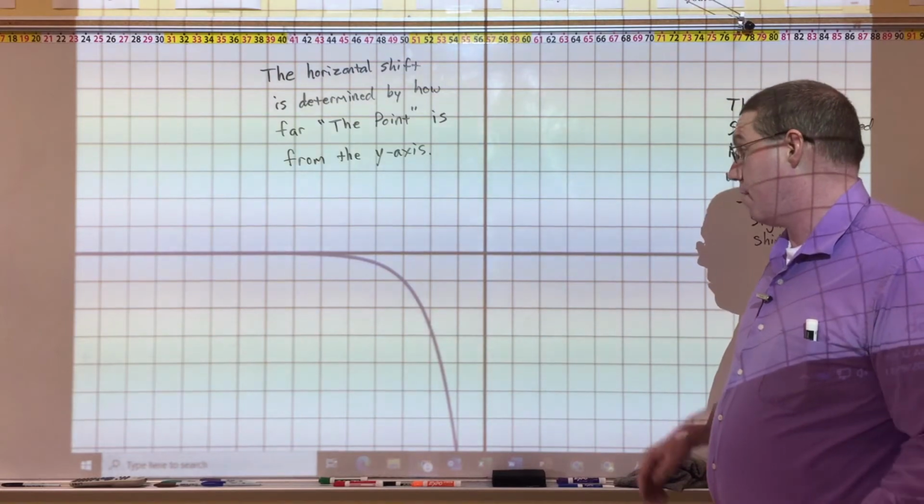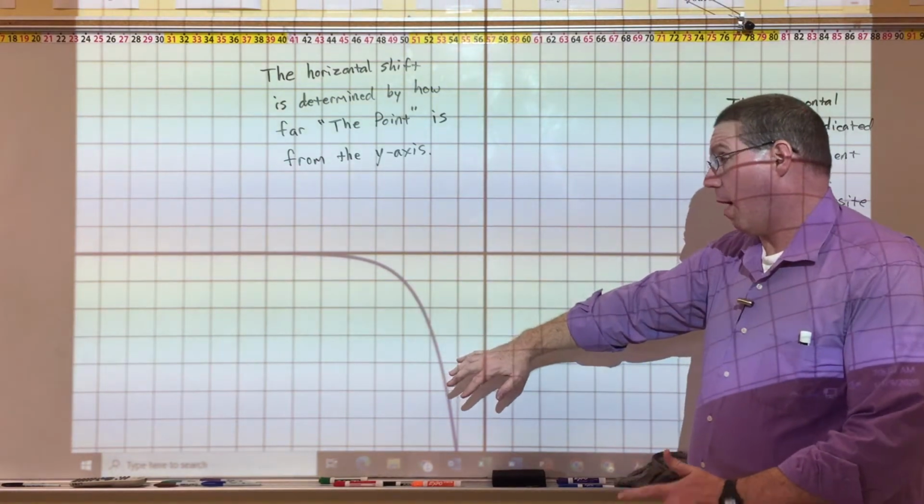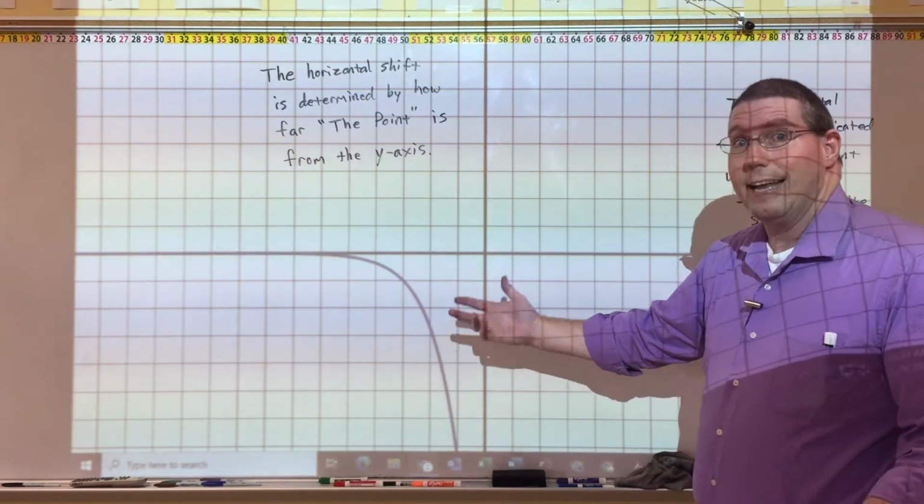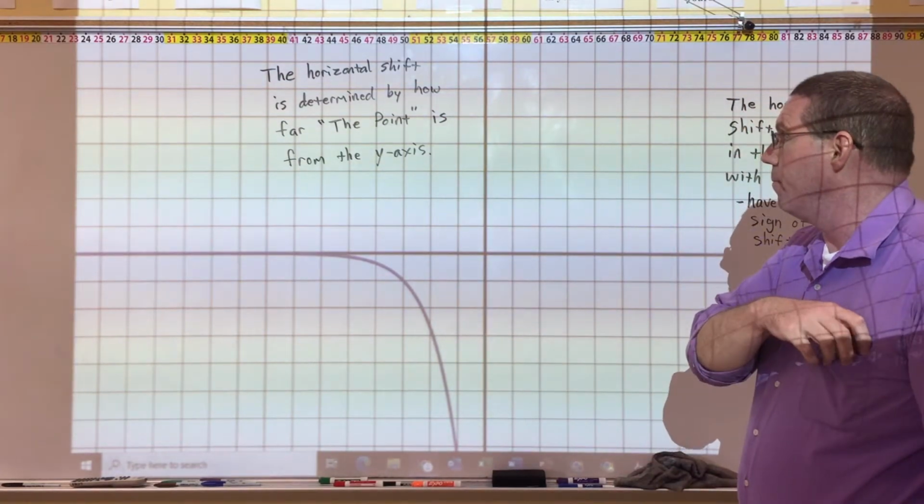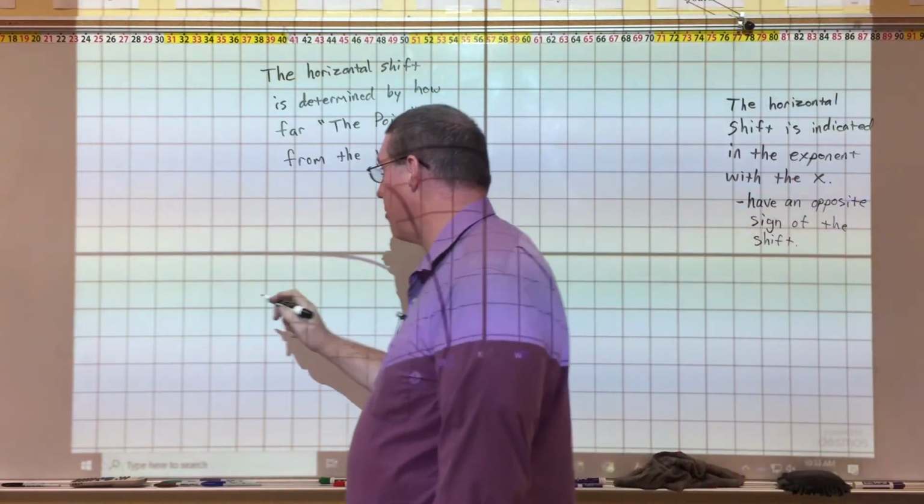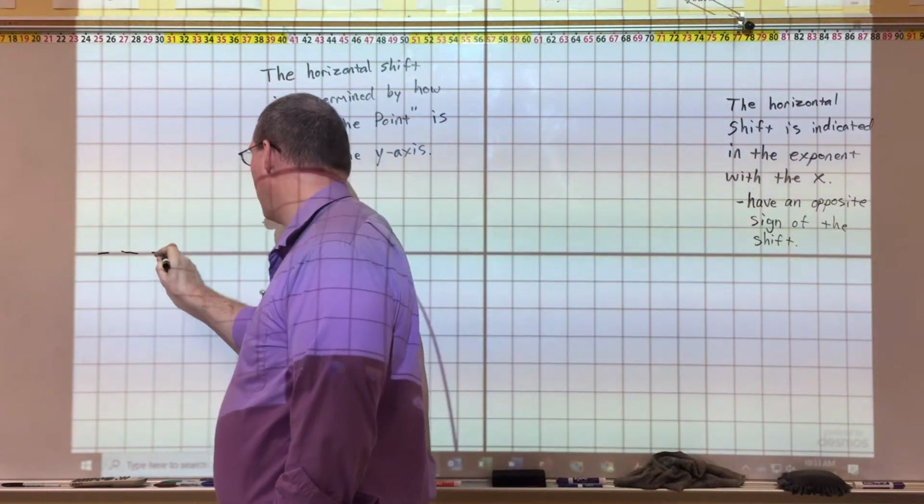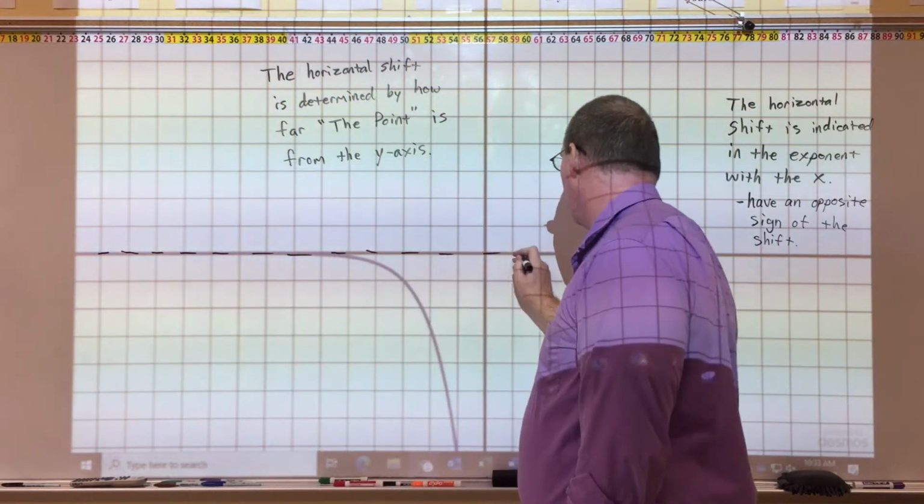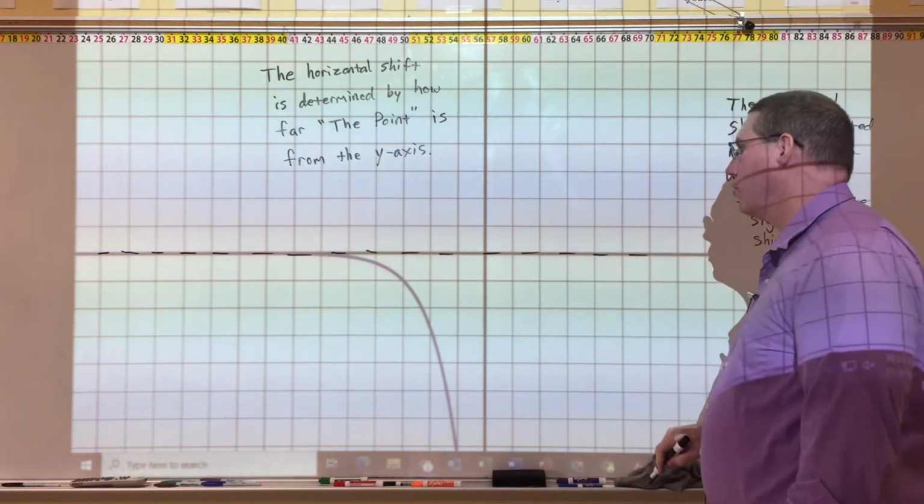We have, it's below the x-axis, so obviously we're going to have a reflection here. It's upside down, so that's going to indicate a negative in the equation somewhere. Now our first step is always going to be to draw in the horizontal asymptote. So here's the flat part, so we're going to draw in the horizontal asymptote right here along. It's still on the x-axis, no vertical shift here.